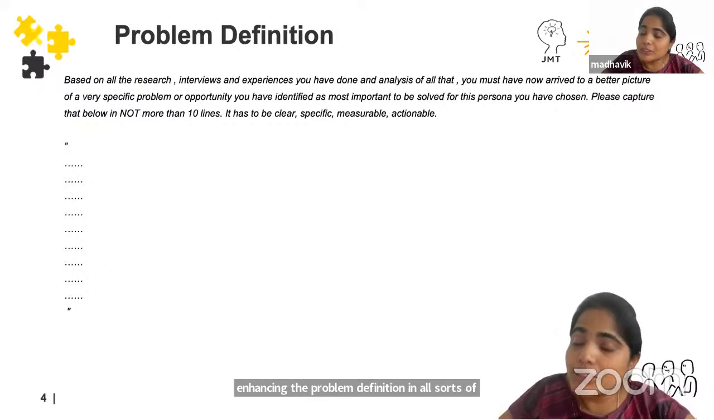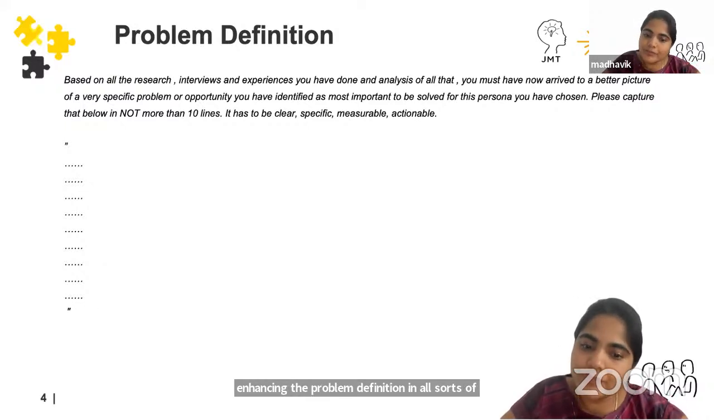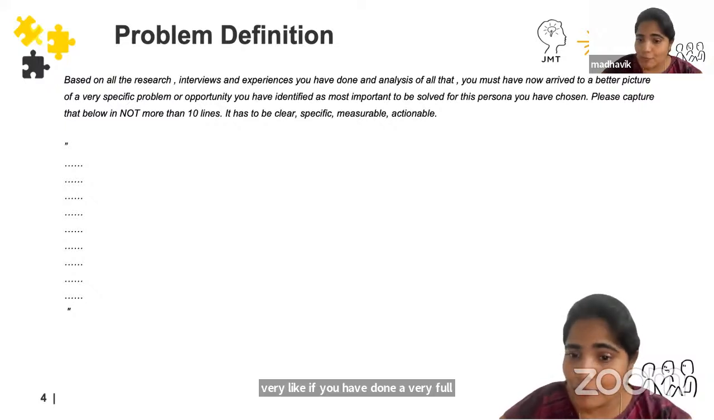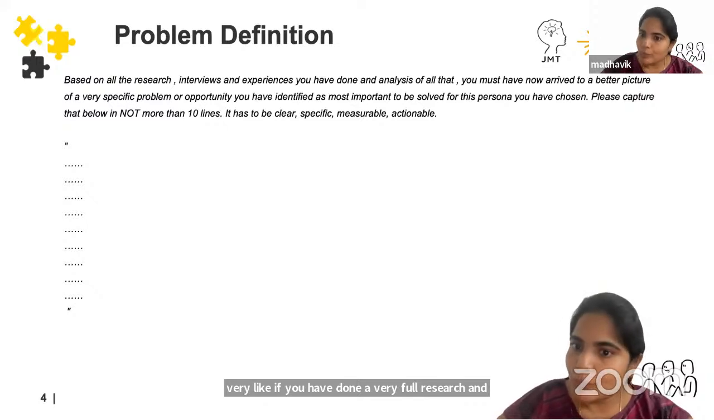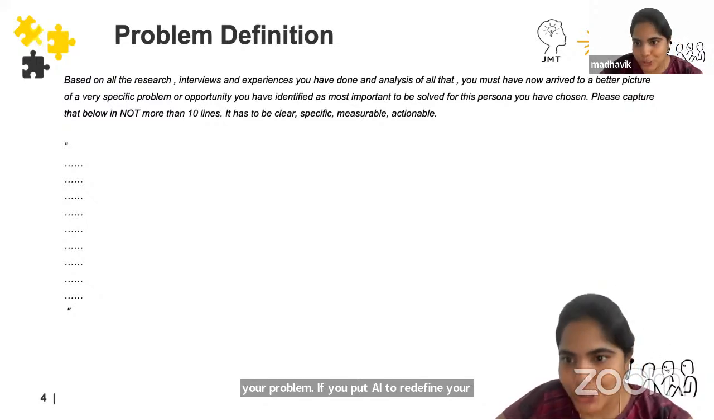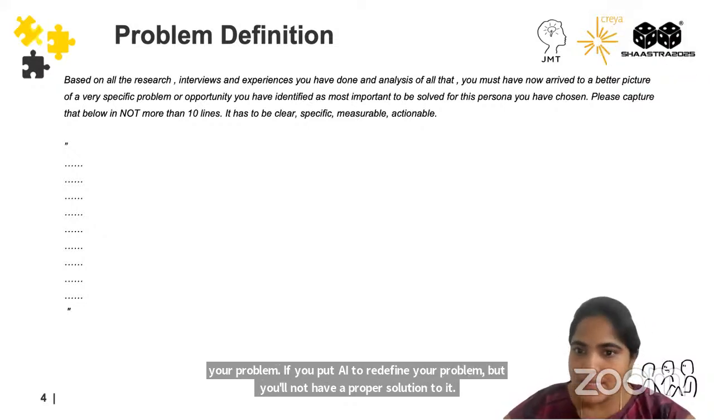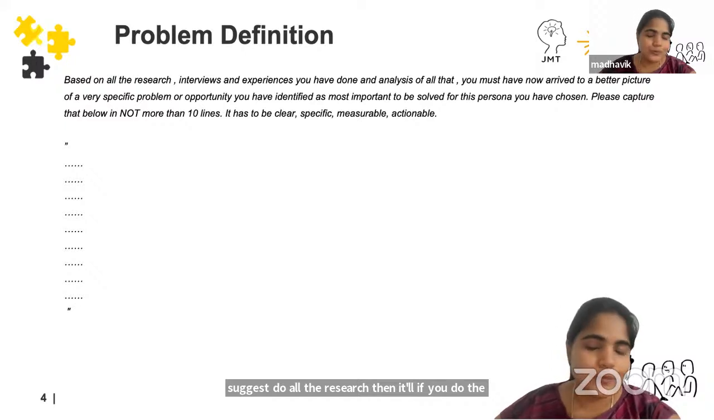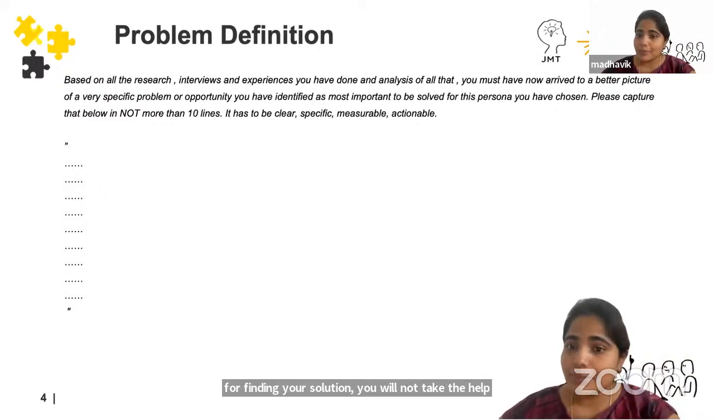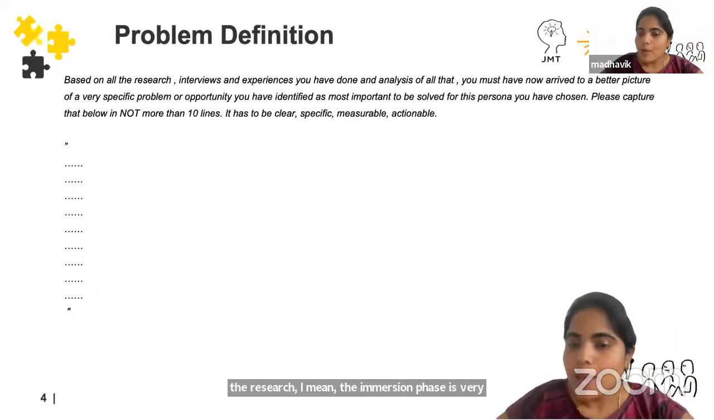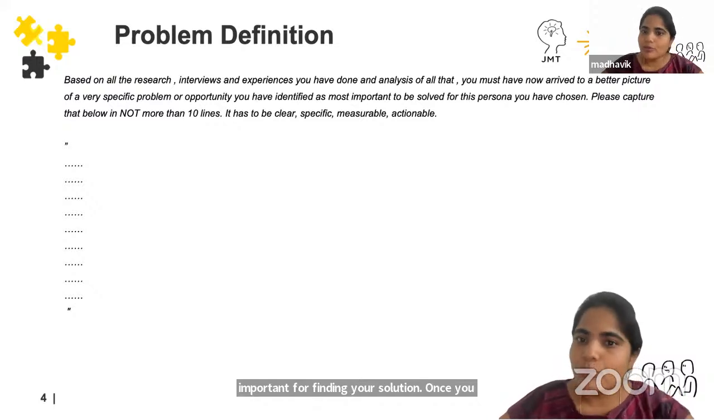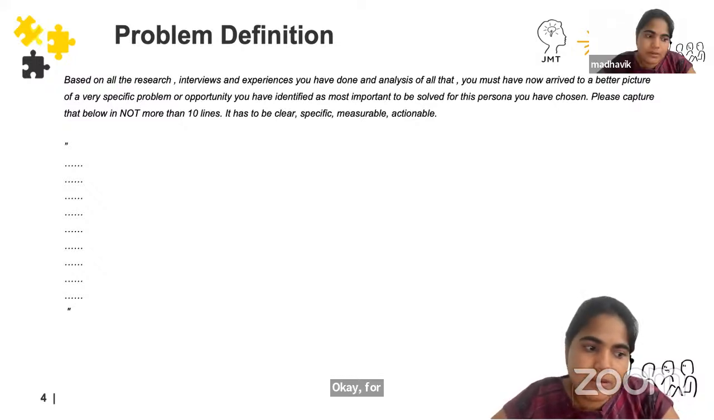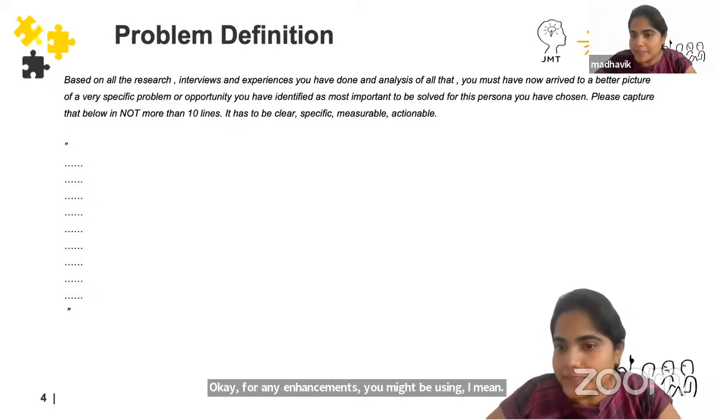Yeah, but it depends upon how much of your problem definition also. If you have done a very full research and everything, it will be very easy for you to redefine your problem. If you put AI to redefine your problem, you will not have a proper solution to it. So I would suggest do all the research. If you do the research and find out all the points which are necessary for finding your solution, you will not take the help of AI. Trust me. The immersion phase is very important for finding your solution. Once you are thorough with your immersion phase, you will find your solution in no time. For any enhancements, you might be using AI, but yeah, limit it to as much as possible.